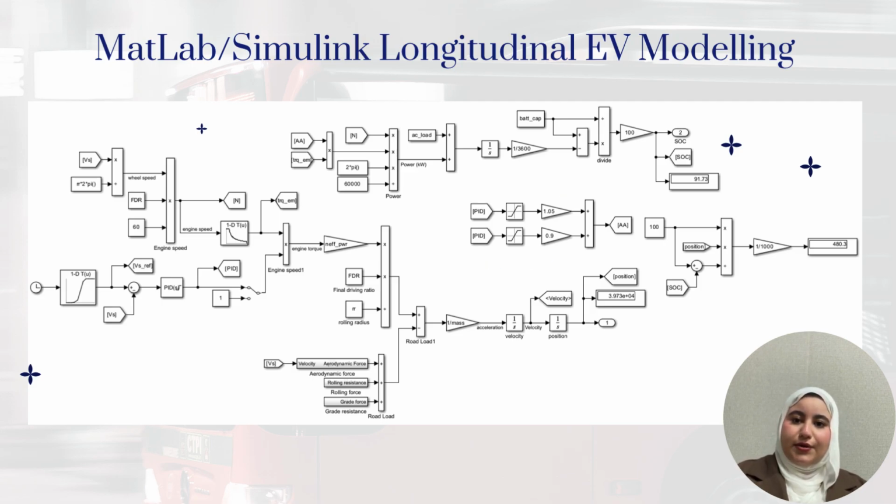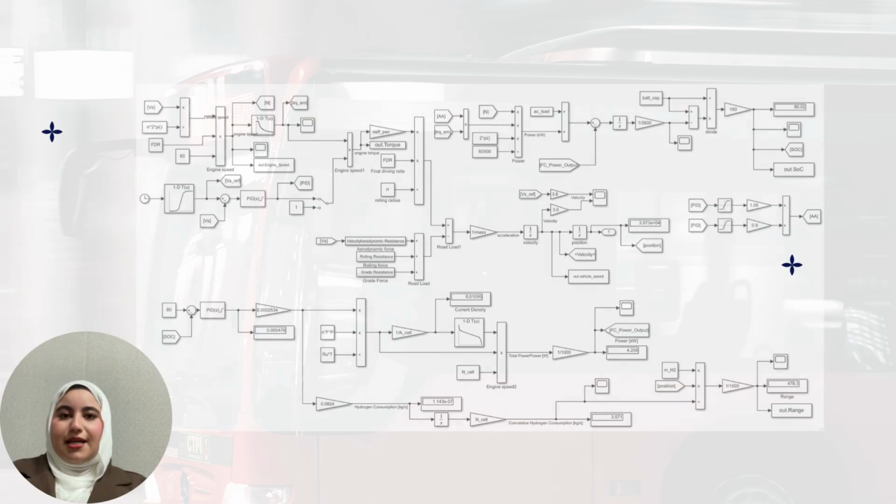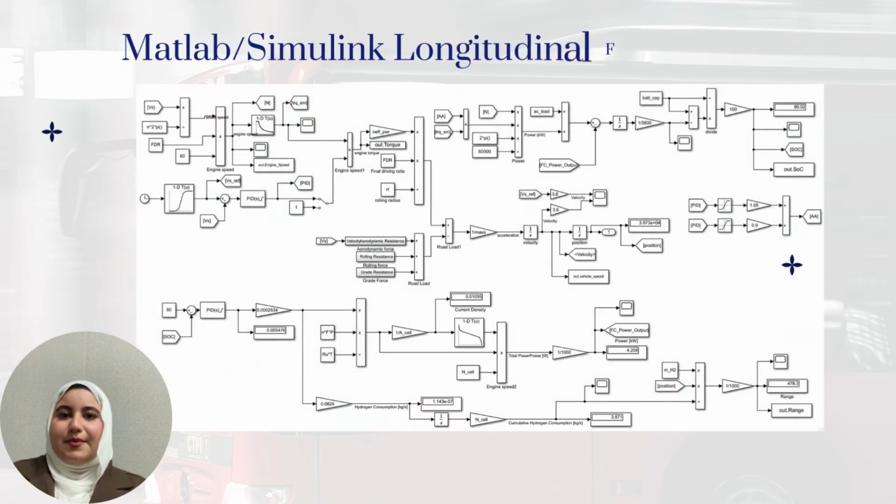Instantaneous power is calculated. AC load is added when it is integrated for the whole cycle. The amount of energy used is calculated here, and the state of charge is calculated afterward. In this model, hydrogen is used as a primary energy source. The fuel cell converts hydrogen into electricity, which then powers the electric motor.